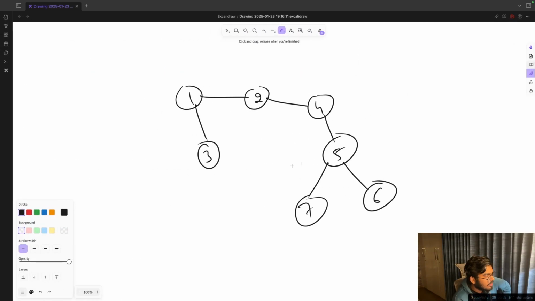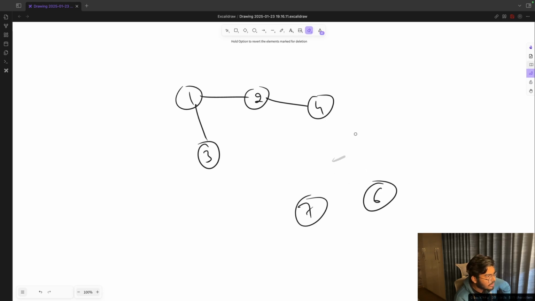Okay, so the one with the highest degree that I can see is clearly 5. So it makes sense to delete 5 first, right? Because that will increase the maximum number of connected components. So yeah, and the second node that I can delete is either 1 or 2 because they have the maximum degree right now. So let's delete 2. So we have 1, 2, 3, and 4 connected components left. So that is the answer.